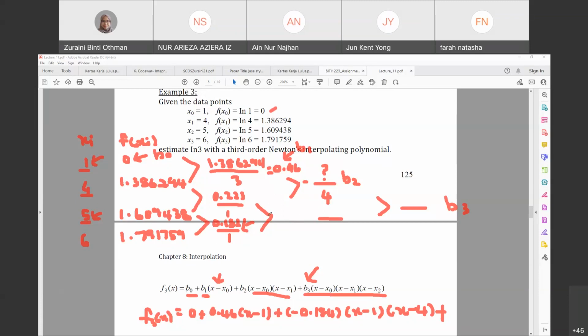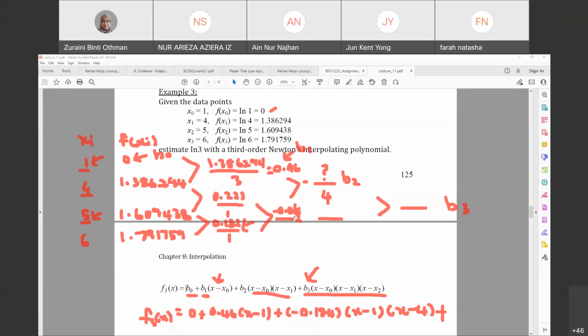Okay, we look for the next one, like this, because we want to find this. Okay, sekarang kat ni 0.182 tolak 0.223. Dapat berapa? Negatif 0.0406. 0.0406 kan, 0.04 lah kita letak.